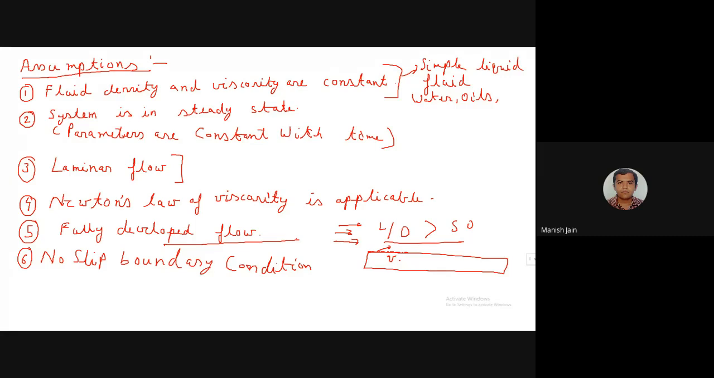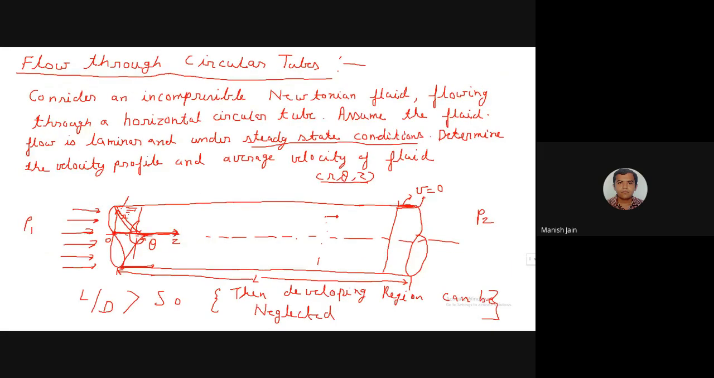And that means if the L by D ratio is greater than 50, the length of the pipeline is greater than 50 times the diameter of the pipeline, then the developing region can be neglected. The developing region, where the velocity is changing with the length of the pipe, is very small in comparison to the whole length. That can be neglected. Okay.